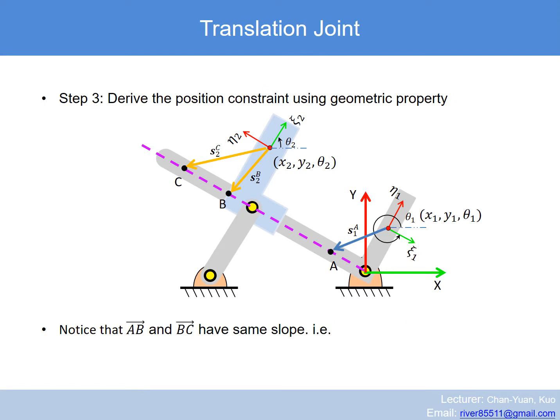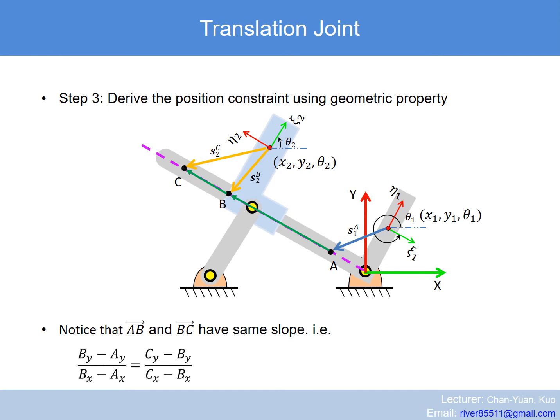Okay, step 3. We are now ready to derive the position constraints. The trick is that since these 3 points A, B, and C are always on the translational axis, which in other words means that they are always on the same line. Therefore, the slope of vector AB will always be identical to the slope of vector BC. With this geometric property, we will be able to come up with the position equation shown here.